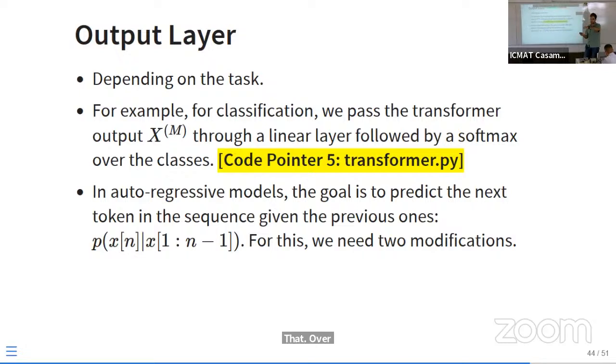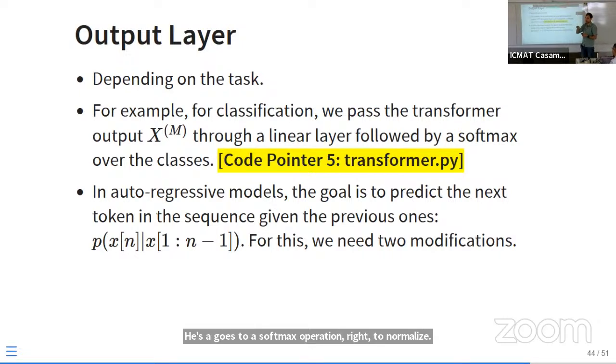We have two classes, a vector of two elements, and this vector of two elements goes through a softmax operation, right, to normalize. It takes the exponential of each of the elements divided by the sum of the exponentials of all the elements. And this produces a set of probabilities over the classes. This is in transformers.py, and what we just saw is very simple. Okay, let me show.